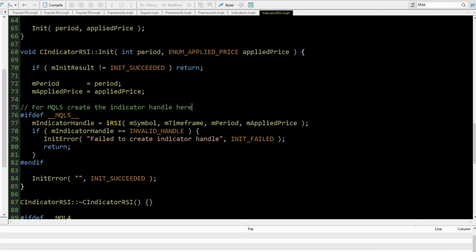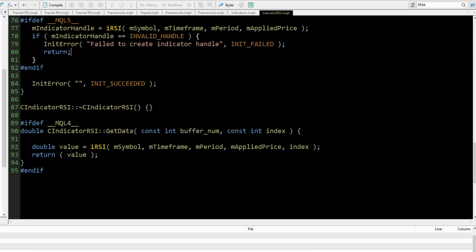For MetaTrader 5, we set up an indicator handle for the RSI using the symbol, time frame, period, and applied price. And if that handle is an invalid handle, then we've failed at that point, and I simply raise an initialization error. And if not, then I raise an initialization error of nothing, with init succeeded, basically to say that this was successful. The destructor, there's nothing here.